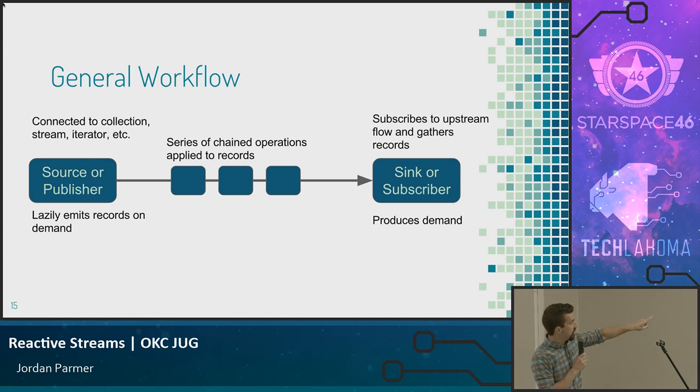And then what you can do is chain a series of operations that apply a transformation to the data at various stages. And then there's going to be a sink or subscriber on the other end that is requesting or gathering the output. So that's essentially where it's going to collapse everything together. It produces what is called demand. So it's going to say, I need records. It pulls them from the source through the chain, and then it resolves it or materializes it into some final result.